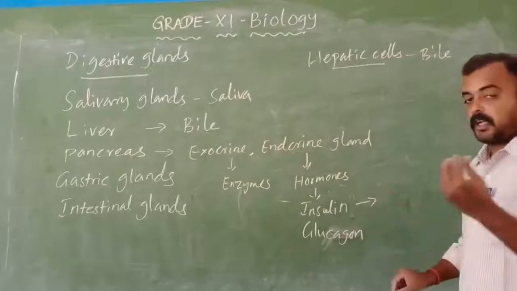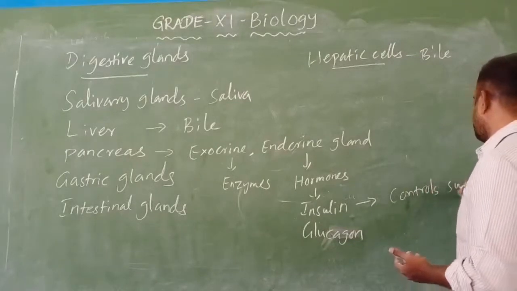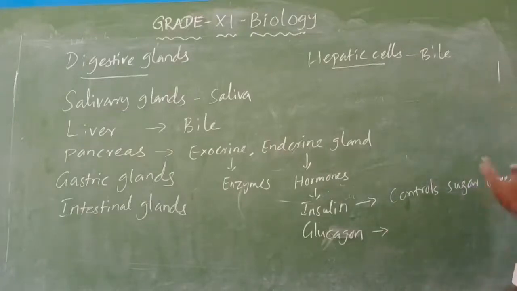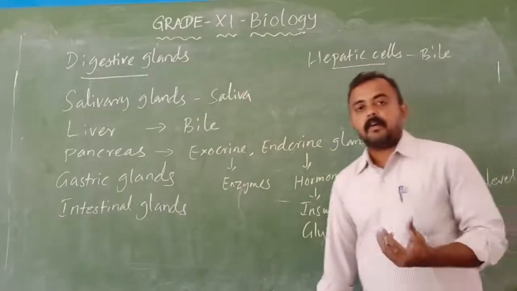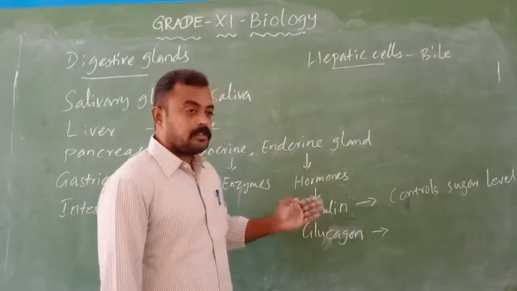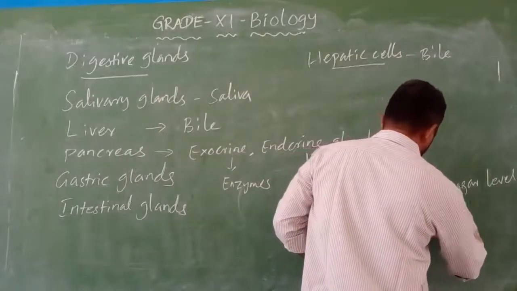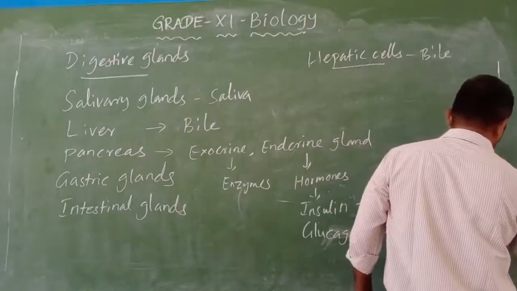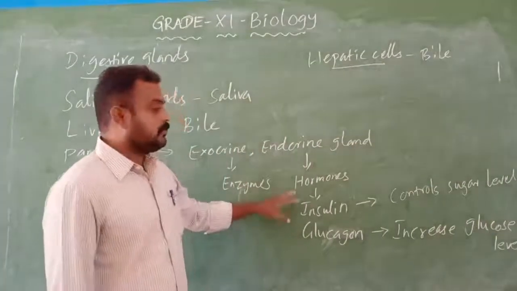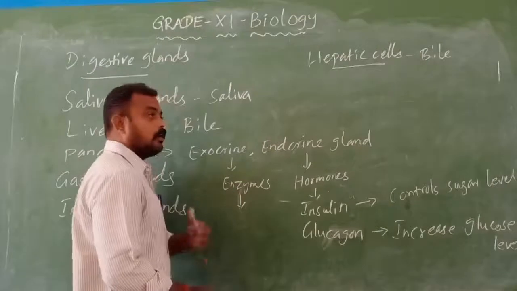Insulin helps in controlling the sugar level. Glucagon increases the sugar level. If our body doesn't have a particular sugar level, that means glucagon increases what? The glucose level in the blood. Insulin controls the sugar level in the blood. Exocrine enzymes are used for digestion.